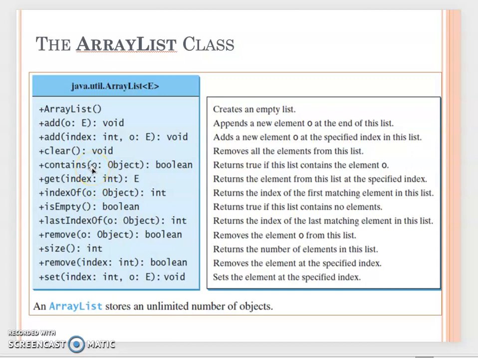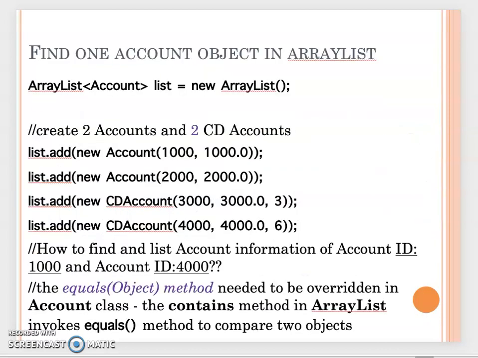So earlier we showed you with strings, I can find my army CD name. We check whether the string content is equal to Miami, and I can find out whether I have Miami or not. But when we use an ArrayList for account objects, how can I look for my account ID 1,000? How can I use the contains method?